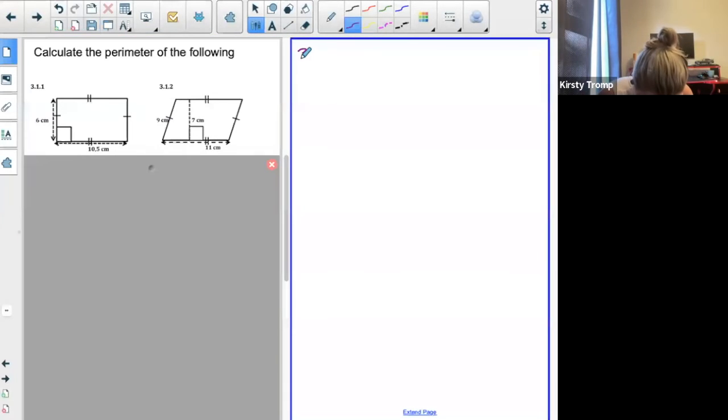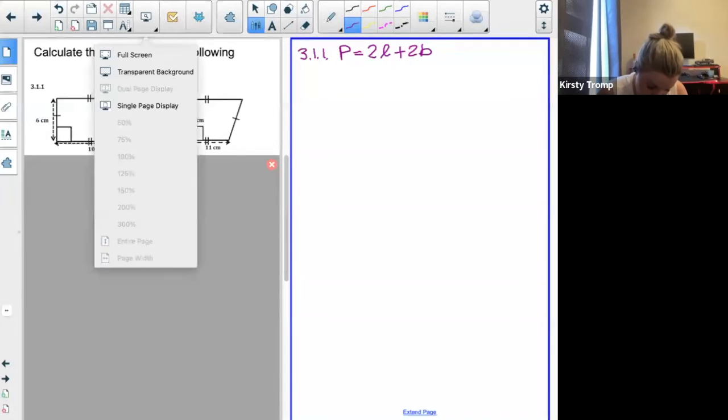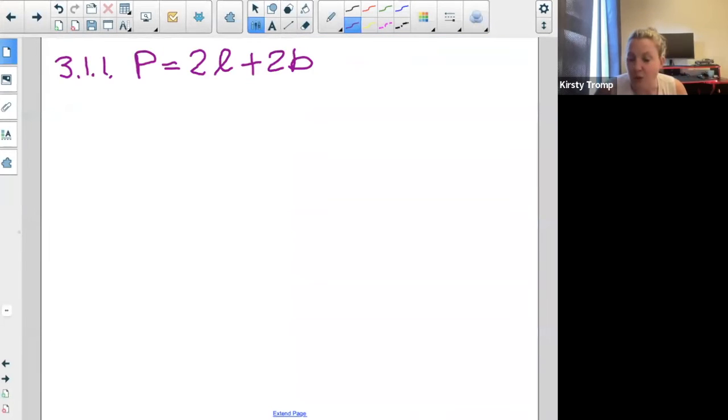So 3.1.1, it's always important to label your question really properly first. I know I'm doing perimeter. And for the rectangle, if I had to go back and choose one of those formulas, I'm going to use this one. Perimeter equals 2 lengths plus 2 breadths. So that is the formula that I would use. It's really important to write your formula out. That's how you're going to get marks.